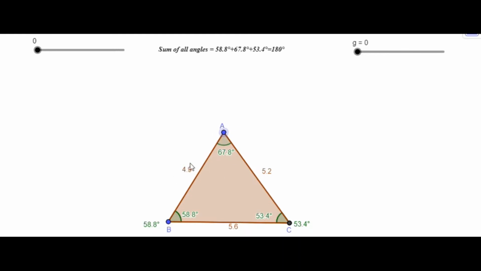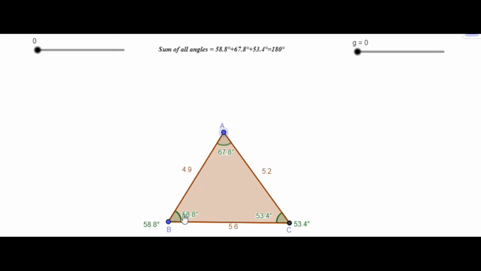So here we've got a side length, which is the longest side now, 5.6 units, and the angle opposite to that is 67.8 degrees. And the shortest side is 4.9 units, and the angle opposite to that is 53.4, which is the smallest angle. So can you see the correlation, that it is true not only in the case of angles and side lengths. The first theorem said that as we increase the angles, the side opposite to that increases, or the largest angle in a triangle will have the longest side opposite to it.